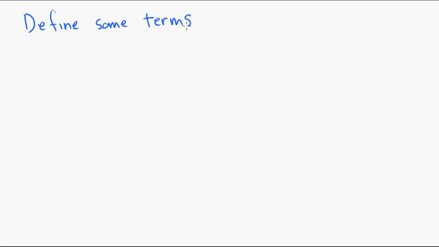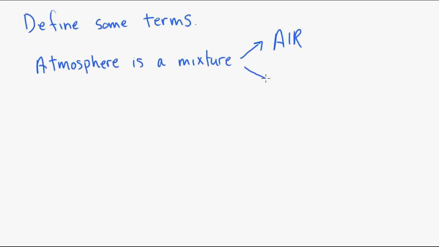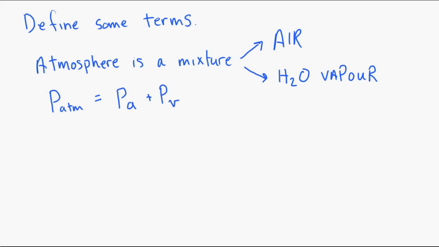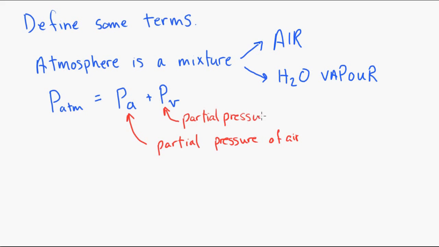So to quantitatively explore humidity, we need to first define some terms. The atmosphere is a mixture of air and water vapor. If we have the atmospheric pressure, we can write that as the sum of the partial pressure of air and the partial pressure of water vapor. So PA we'll call the partial pressure of air, and PV is the partial pressure of water vapor.